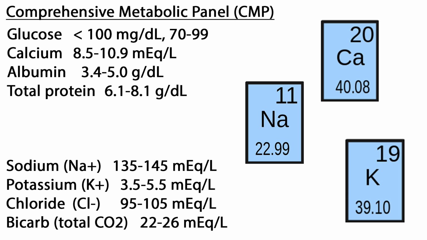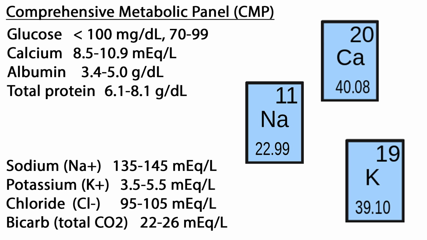The Comprehensive Metabolic Panel, or CMP, is a panel of 14 blood tests that provide a screening of kidney and liver function, diabetic and parathyroid status, and electrolyte and fluid balance. The CMP is an expanded version of the Basic Metabolic Panel, or BMP, which does not include liver tests.